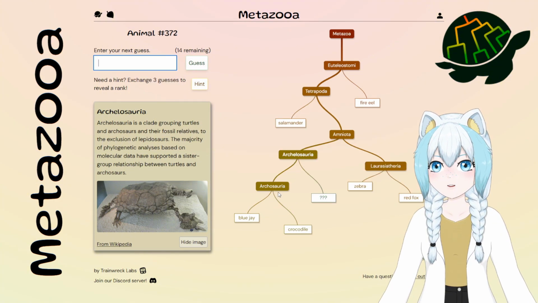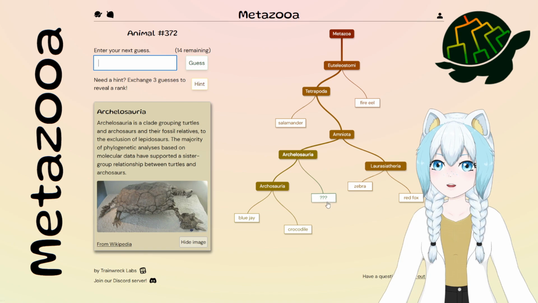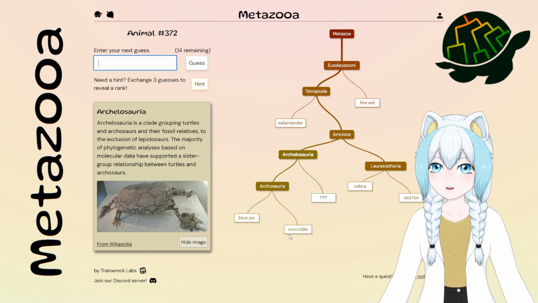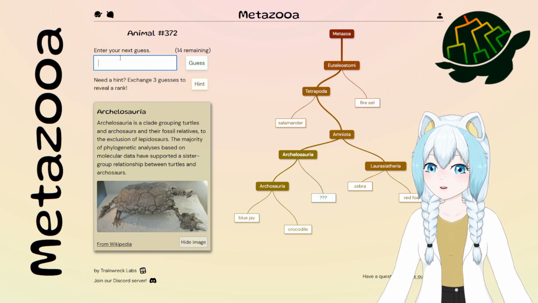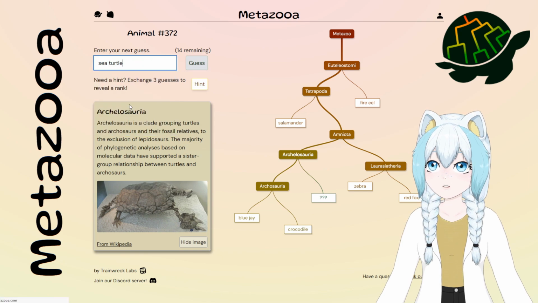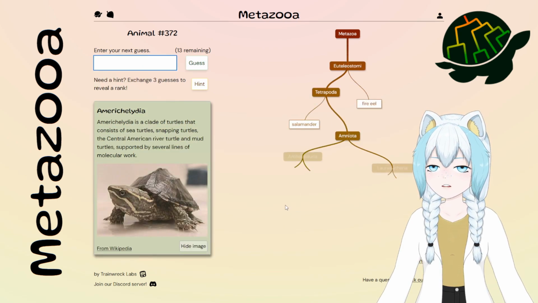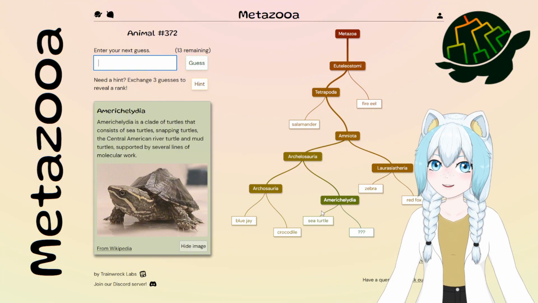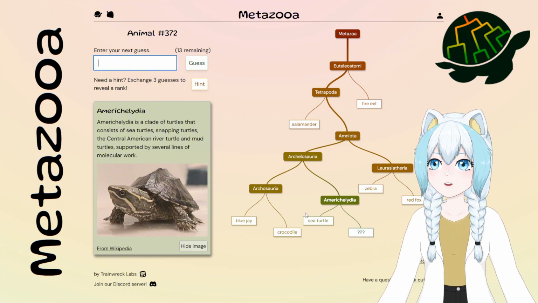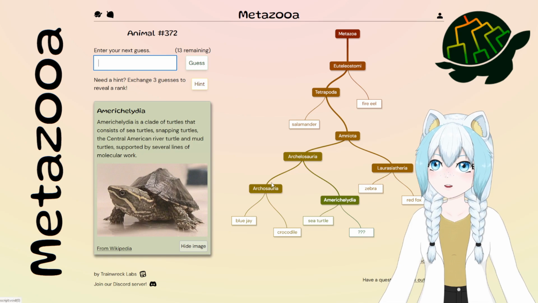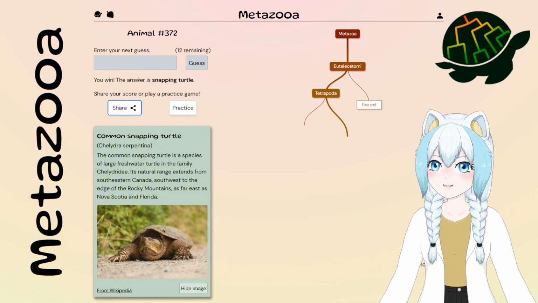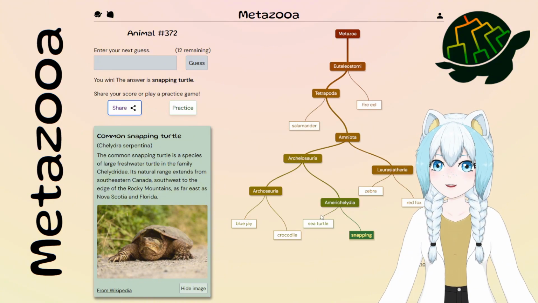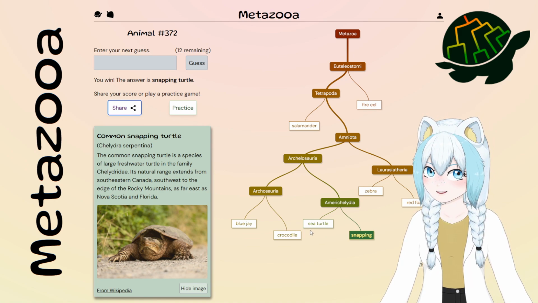So we can tell that our mystery creature is not as closely related as a blue jay and a crocodile are to each other. I think sea turtles might be more in that general area. Okay, we're getting closer. It's a clade of turtles including sea, snapping, river, mud. Well, let's try snapping. I like snapping turtles. Feisty but cute. Oh, we got it! So we can see that our snapping turtle guess was good, and it's very closely related to a sea turtle.